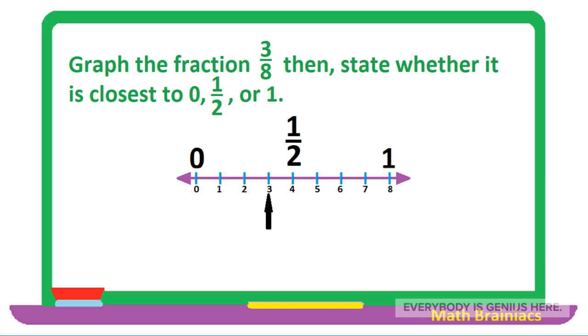Then, we are going to locate the numerator on the number line, and in this case, it is 3. 3 is 1 portion apart from 1/2 and 3 portions apart from 0. Therefore, it is closer to 1/2. So, 3/8 is about 1/2.